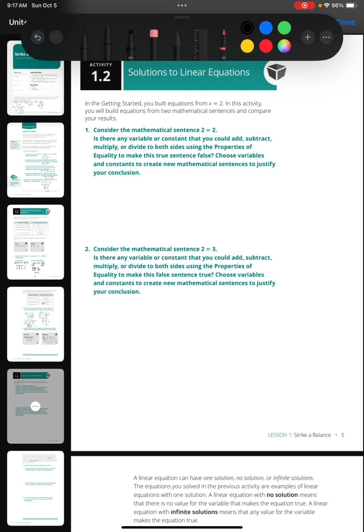So it says as long as we added it to both sides, it's not going to change the truth or the validity of that statement. So as long as we provide the same operation to both sides of the equation, it remains true.